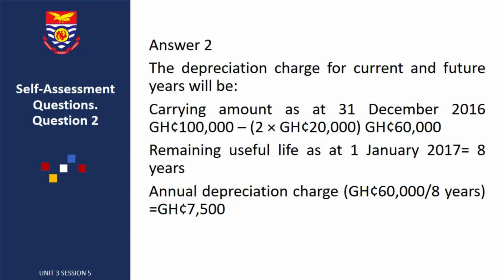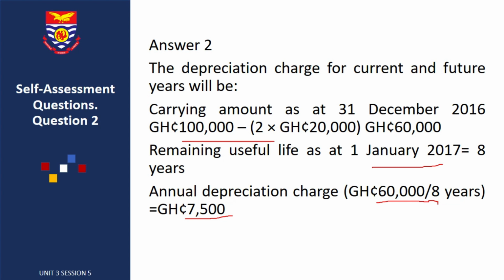So this is what we are saying. The 100,000, then you take out 2 years' depreciation, which is 40,000. So 2 times 20,000. Then you'll be left with a carrying value of 60,000 as at 1st January 2017. To get the annual depreciation for 2017, it is the carrying amount divided by the reviewed useful life of the asset now, which is 8 years. So henceforth, the entity will be charging a depreciation of 7,500 for the next 8 years.